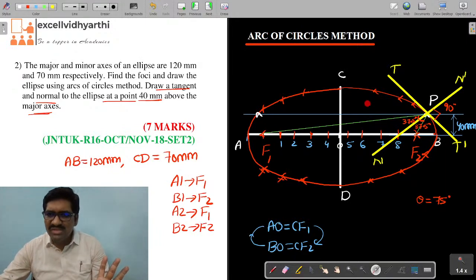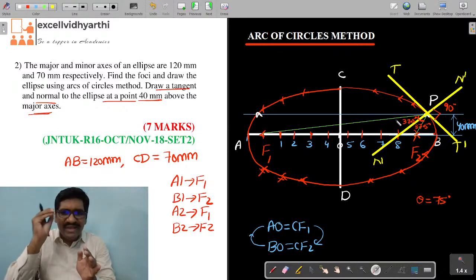That will be equal to CF2 also. Or we can say another point: half of the major axis is equal to CF2. Now whatever this is, this will also be the same, so CF1 will be equal to CF2. We have a property of ellipse. Now we are looking at it with respect to the exam point of view.